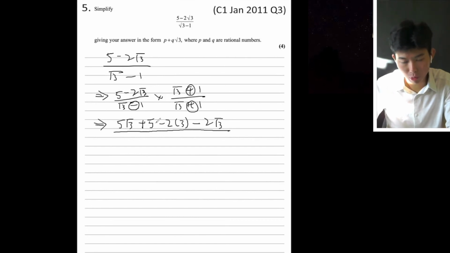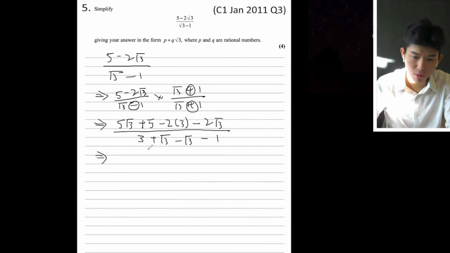root 3 times root 3 would be 3, and root 3 times 1 would be plus root 3, minus 1 times root 3 would be minus root 3, and minus 1 times 1 would be minus 1. The final answer would be 5 root 3 minus 2 root 3 would be equals to 3 root 3 plus 5 minus 6 would be negative 1.